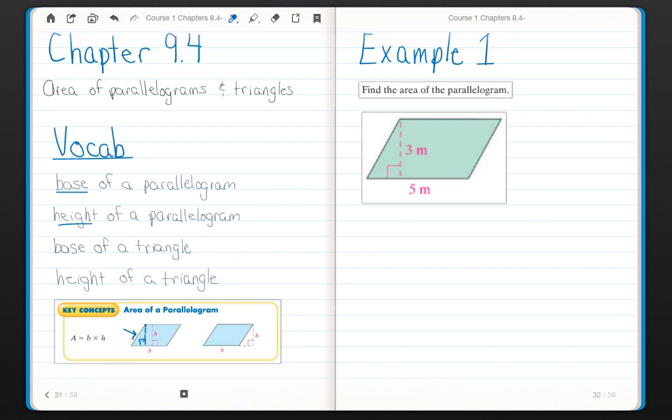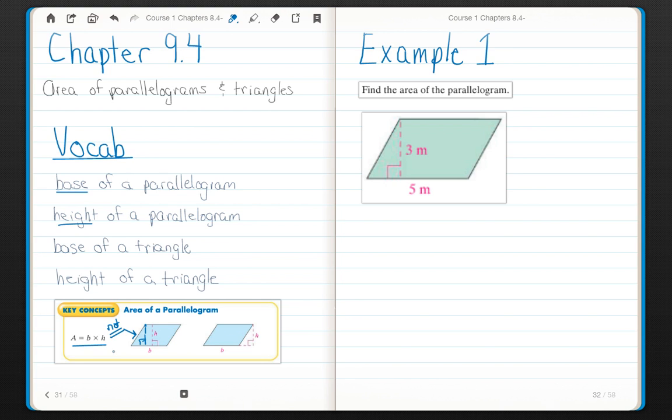This side is not the height, okay? It's not the height. That's the length of the side. The height is the vertical distance between the two. So the formula for finding the area of a parallelogram is area equals base times height.